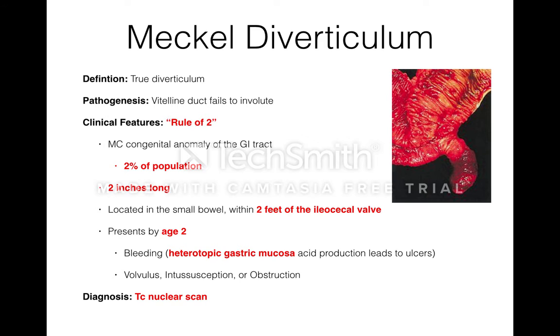Meckel's is said to follow the rules of two. It is found in 2% of the population. The diverticulum is 2 inches long and is located in the small bowel within 2 feet of the ileocecal valve. It presents by age 2 with bleeding, and it can also present instead with volvulus, intussusception, or obstruction. The bleeding is due to heterotopic gastric mucosa within the diverticulum that produces acids and leads to ulcers. Diagnosis is made with the technetium-99 nuclear scan, which locates the heterotopic gastric mucosa within the diverticulum.